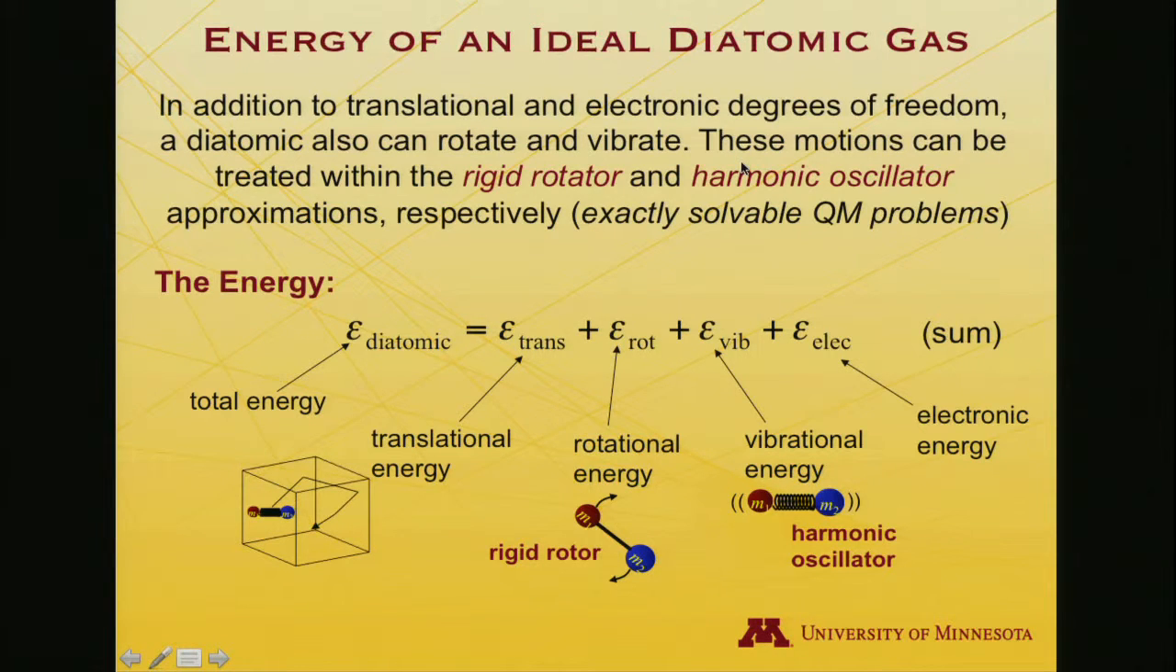Each of those two kinds of motion, rotation and vibration, can be treated within a quantum mechanical approach. It's called the rigid rotator problem and the harmonic oscillator problem. And actually in week 1, I presented you with the results from those quantum mechanical analyses with respect to allowed energy levels and degeneracy of those energy levels. So the diatomic energy then is going to be composed of the total energy. It's composed of a translational component, a rotational component, a vibrational component, and finally also an electronic energy component, all summed together.